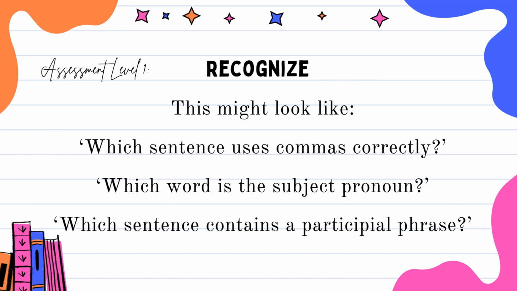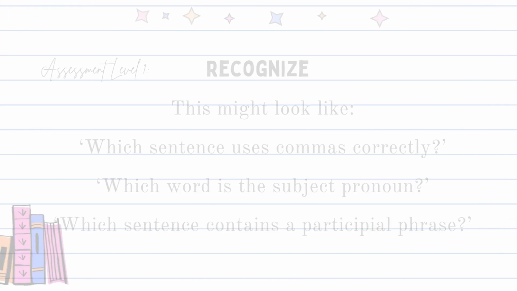At the recognition level, students are identifying the grammar, usage, or mechanics concept. This might look like: which sentence uses commas correctly, which word is the subject pronoun, which sentence contains a participial phrase. These kinds of questions are useful, especially when a skill is new or when we're checking for foundational understanding. But recognition alone is not enough when the GUM chart shows that students should be proficient. Recognition is the starting line, but it's certainly not the finish line.